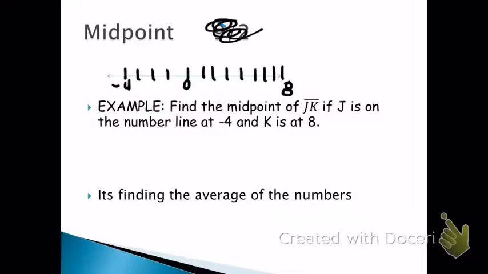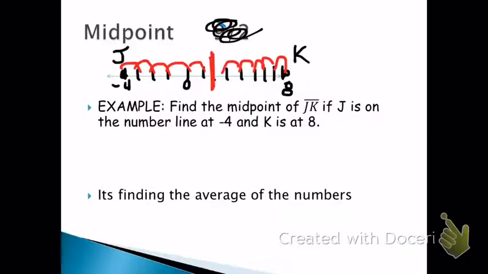So here's J, and there's K at 8. Okay, so from here to here, we need to know how far it is, so we can count, right? We could count and see, taking each one at a time. So we could go here and there, and then from here to there, and so on, until we meet in the middle, right there.